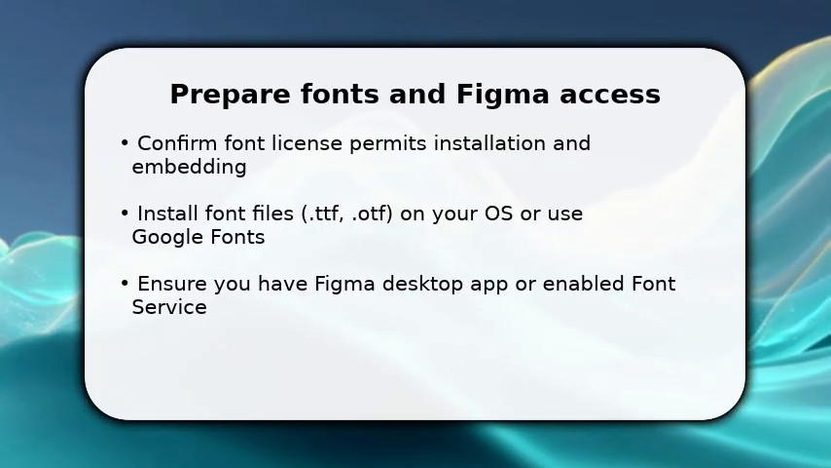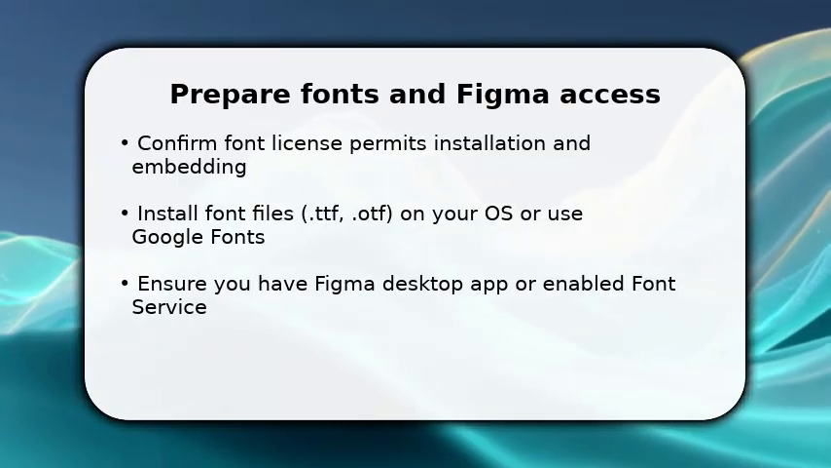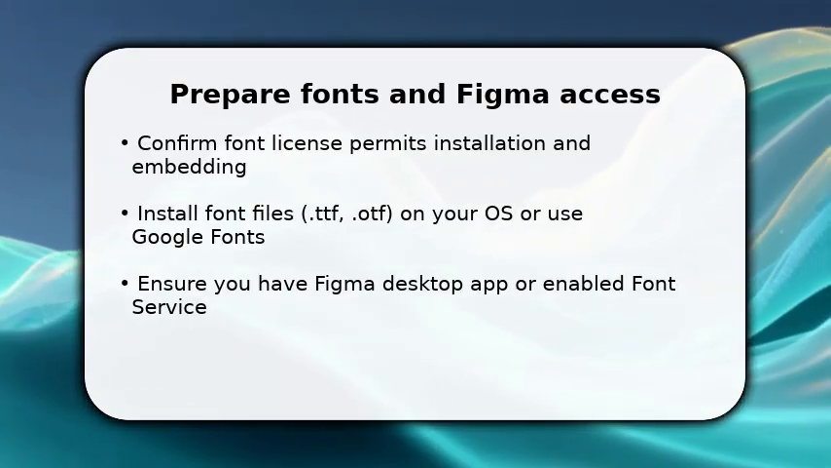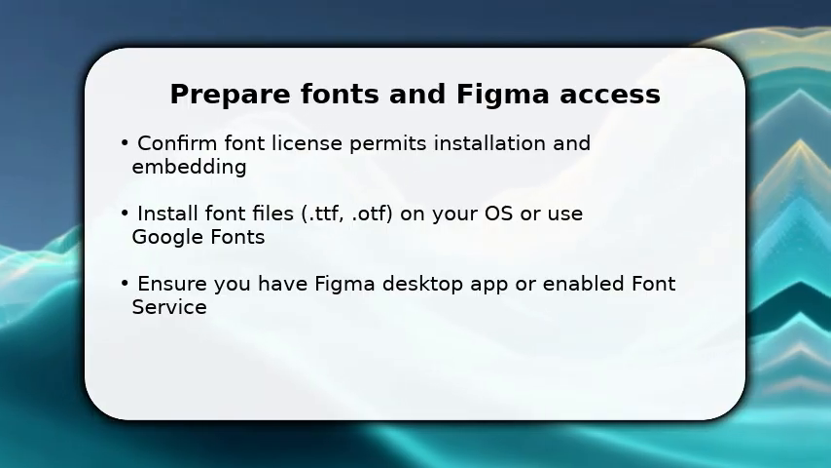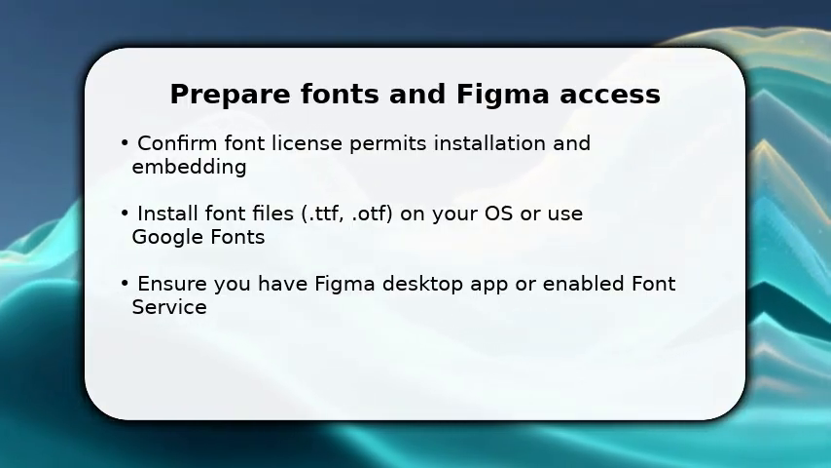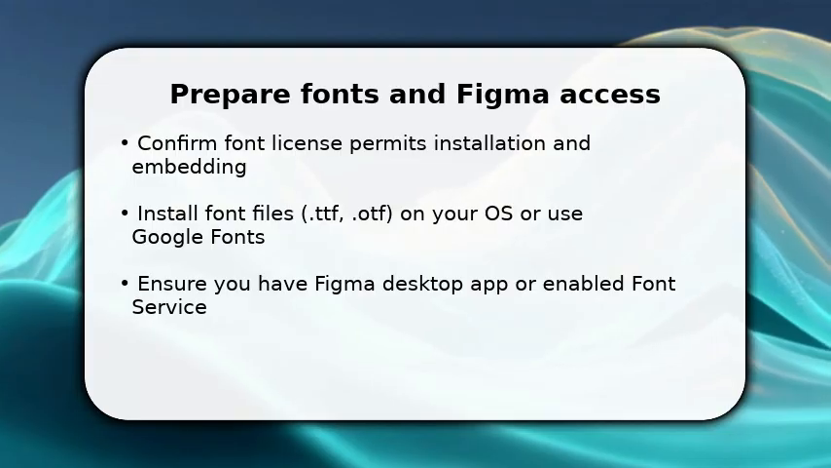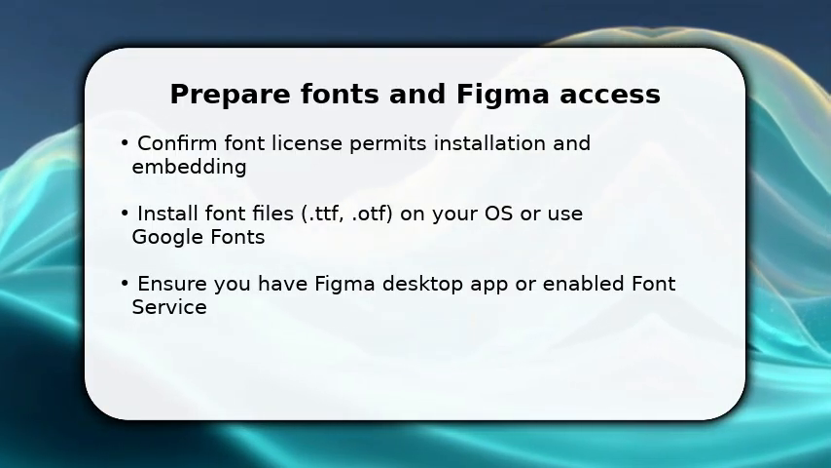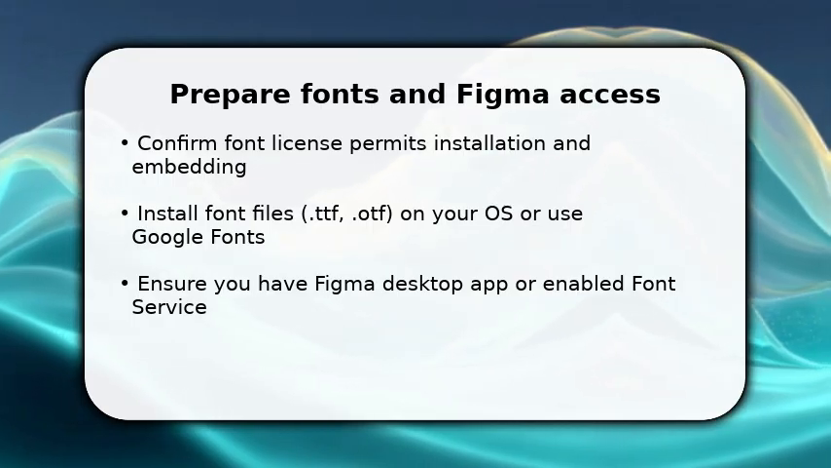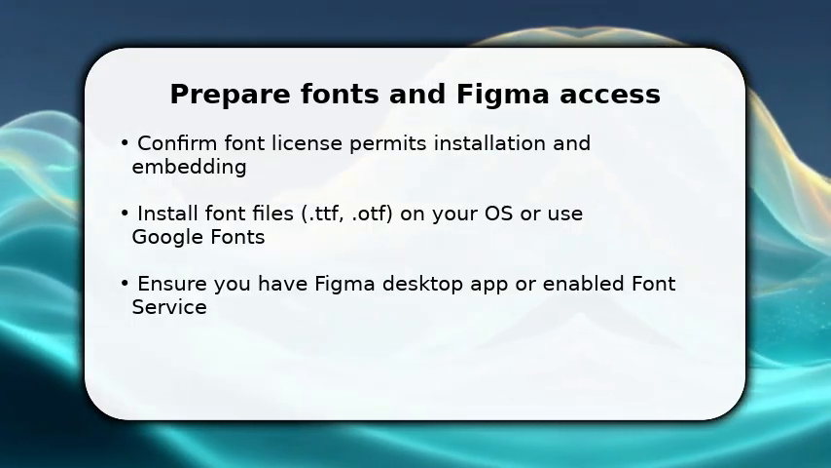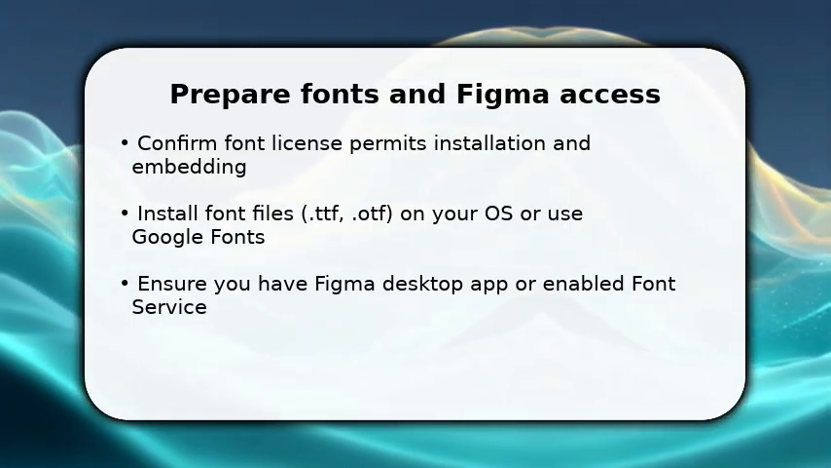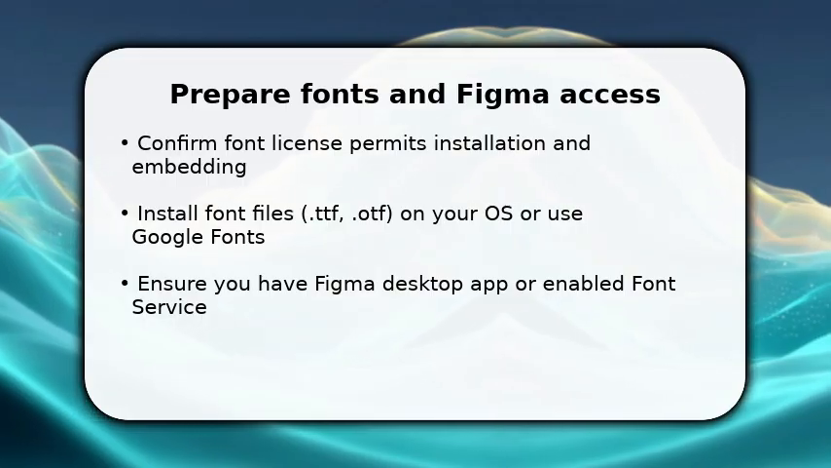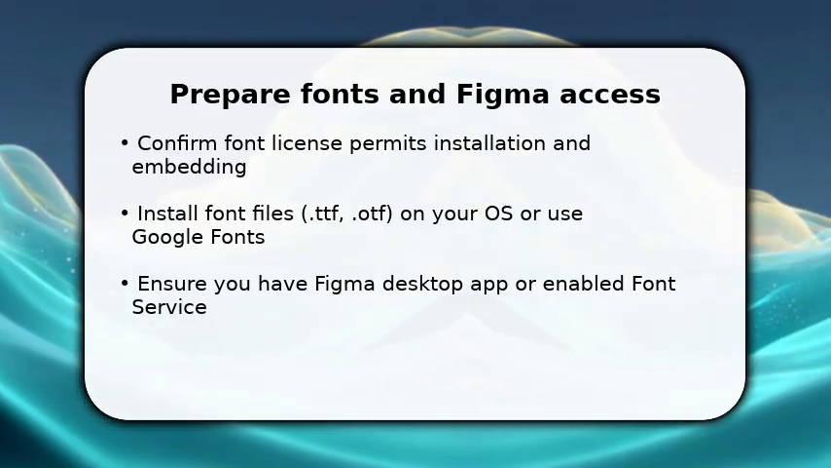You'll start by preparing the font files and verifying access. Make sure you legally own or may embed the font, then install TTF or OTF on your Mac or Windows system. If you use Google Fonts, download the family you need. Once done, open the Figma desktop app or enable the Figma font helper in the browser. This allows Figma to see local fonts. This step prevents missing font fallbacks later, so don't skip verifying permissions and installation.